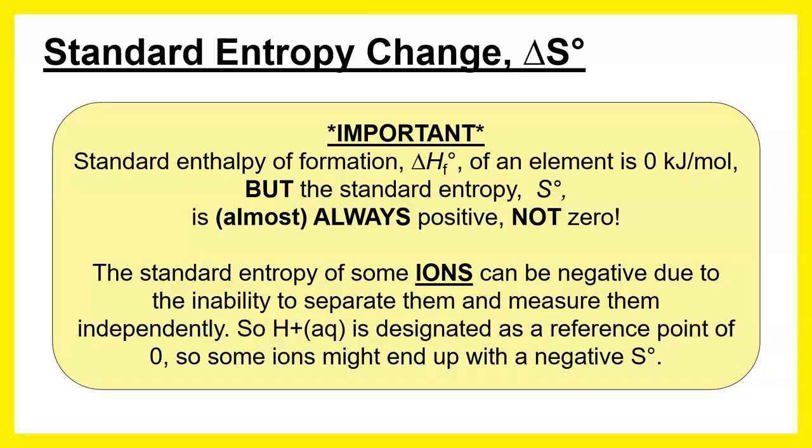And so you may see a negative entropy for those ions. It's always something that if you get a negative answer, you should stop and really double check what you're doing, right? Make sure it makes sense. Almost always it's going to be a positive, but it also should never be 0 unless it's that hydrogen ion as our reference point.